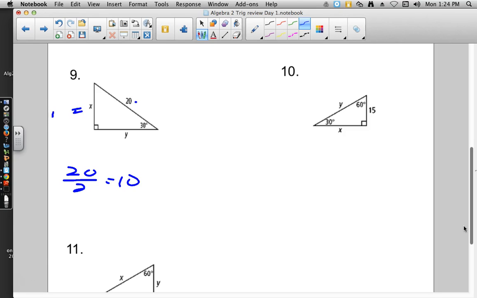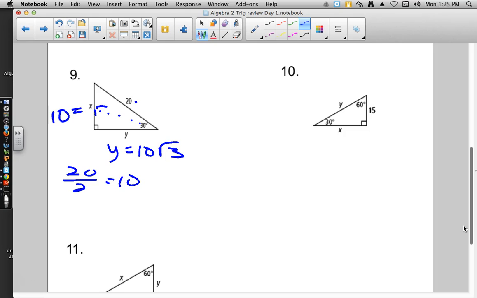And 20 divided by 2 is 10. So x is 10. And then to go from short side, because this is the side opposite my 30-degree angle, that makes it the short side, to long side, I have to multiply by the square root of 3. So y will be 10 square roots of 3. Again, get that short side first, and then do the math from that short side.